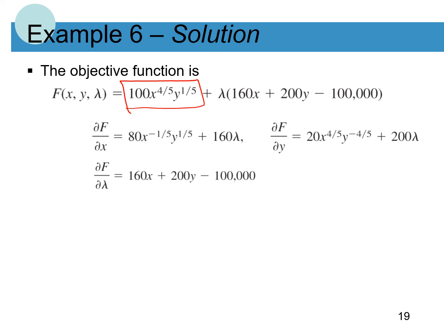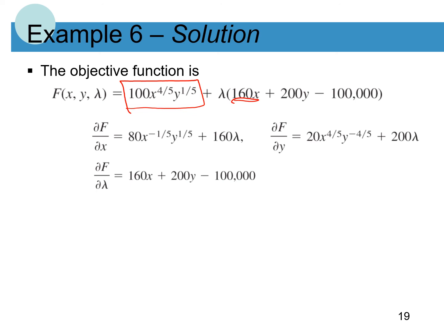With respect to x, we have 4/5 times 100 x to the power negative 1/5, because 4/5 minus 1 is negative 1/5, then y to the power 1/5. The derivative of the constraint with respect to x gives us 160 lambda, because the rest are constants.